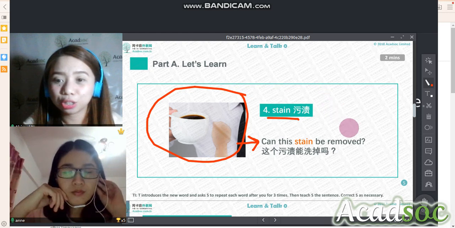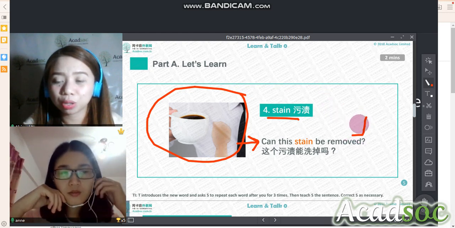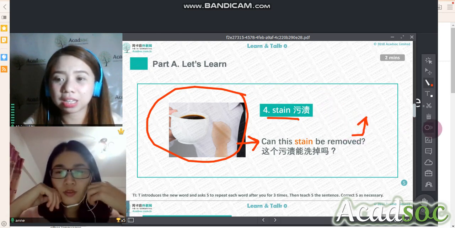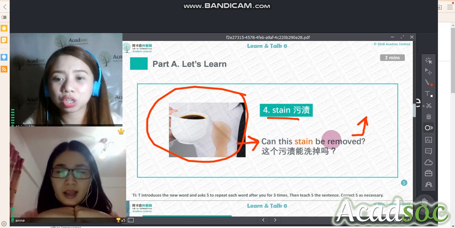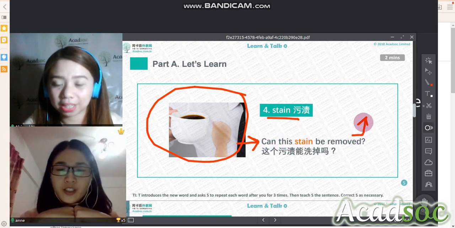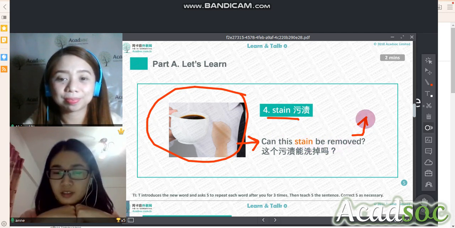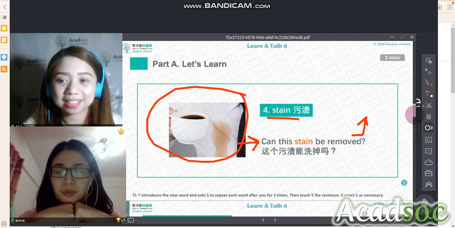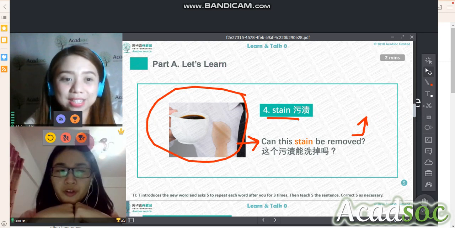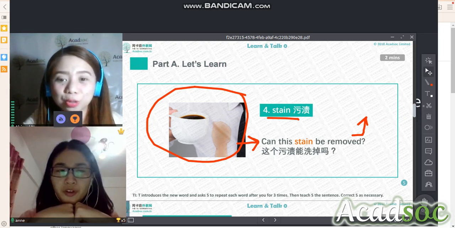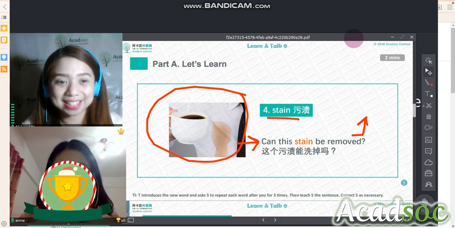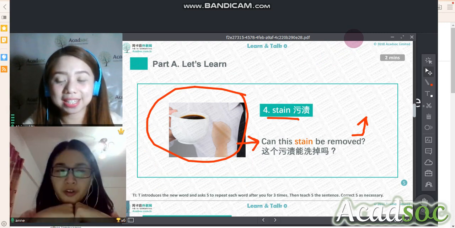Okay. Don't forget how you say it. So the question needs to go up. Can this stain be removed? Can this stain be removed? Yes. Okay, good. So make another sentence using the word stain.